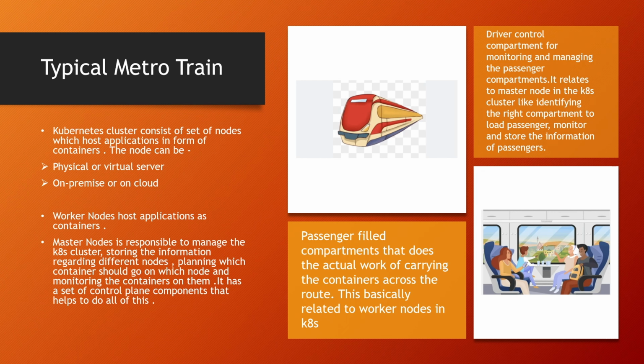So basically, worker nodes host your application in the form of containers. Means this is doing the actual task of running your application. But the master node is responsible for managing the entire Kubernetes cluster. Means indirectly, it is managing all the worker nodes as well. It is storing the information regarding the different nodes deployed in your Kubernetes cluster. It is planning which container should go on which particular worker node, and also monitoring the state of the containers in which your applications are deployed. And also it has a set of control plane components that help to do all those operations.